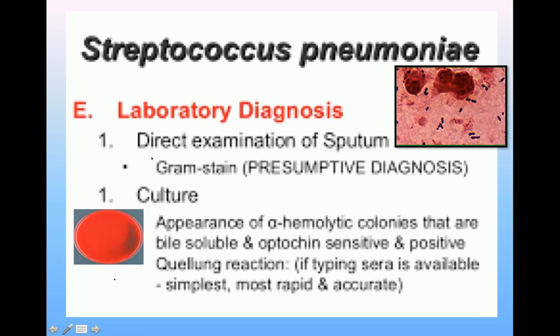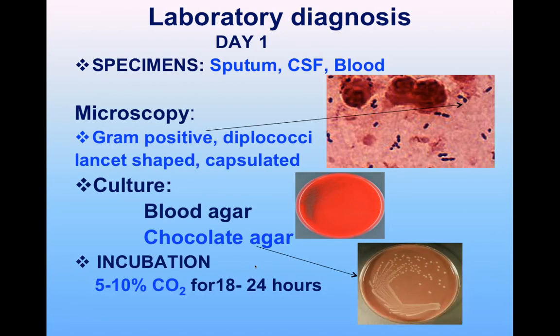Then you're going to put up the culture on blood and chocolate agar, and you will see these typical alpha hemolytic colonies. On day two, once you get these colonies, you will be performing bench tests, which are the bile solubility test and the optochin sensitivity test. And for the capsule, you will be performing the Quellung reaction. So I'm going to discuss all of this in detail in the next slides.